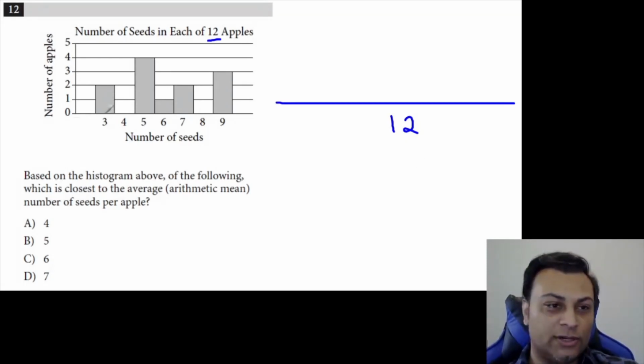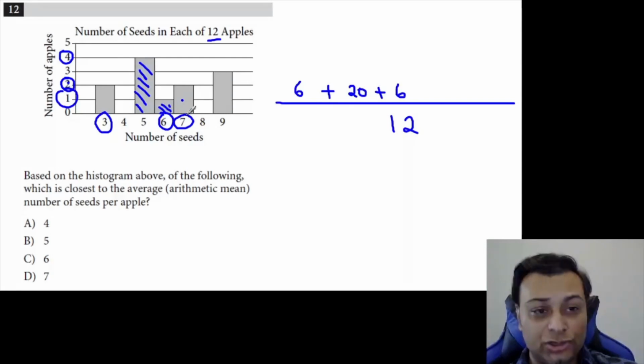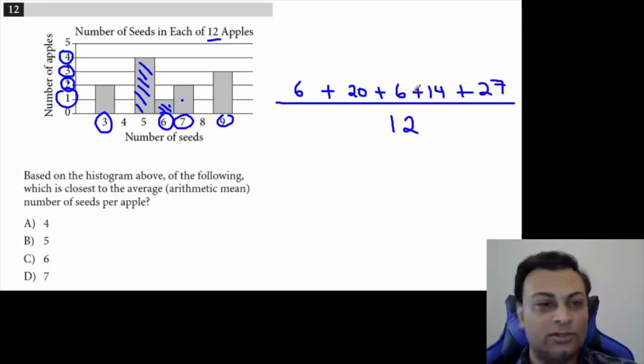let's look at this first bar. It says that 2 apples have 3 seeds each. That's 2 times 3. This one is 5 seeds and 4 apples having those 5 seeds. 4 times 5. I'll just write 20. And in fact, over here, we'll write 6. This one apple that has 6 seeds. So 6 seeds coming from there. Here we have 2 apples having 7 seeds each. 2 times 7, 14. Here we have 3 times 9. That's another 27 seeds. So the numerator is the total number of seeds.